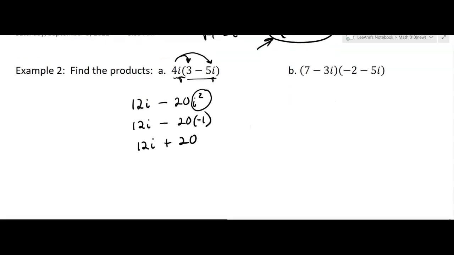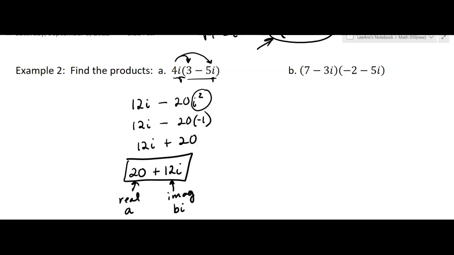Okay. To write it in a plus bi form, we're going to put the real number part first and then the imaginary part. Okay? So this is the real part because it doesn't have the i. That's the a. And then this is the imaginary part, because it has the i. So that's the bi. Okay? So we want it in a plus bi form, standard form. And this answer then would be 20 plus 12i. Okay, so if it wasn't making sense before, hopefully that helps.